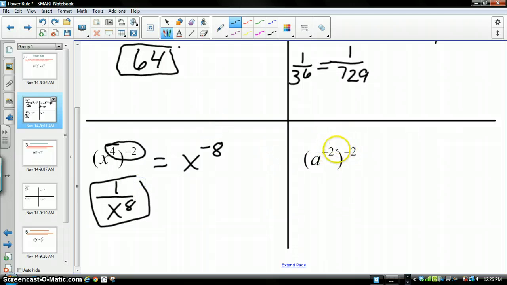Now here we have two negatives getting multiplied by each other. So we have negative 2 times negative 2. So we are multiplying these two exponents together. Negative 2 times negative 2 is 4. So we just get a to the 4th.